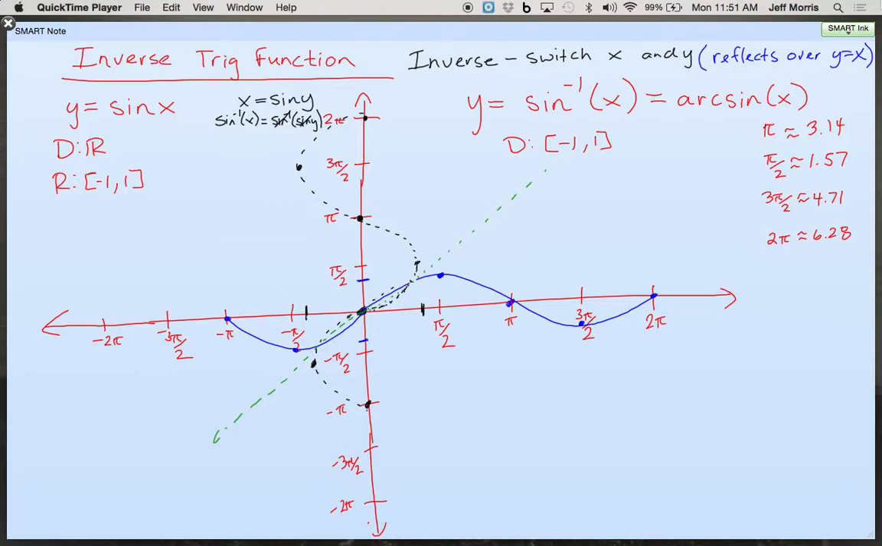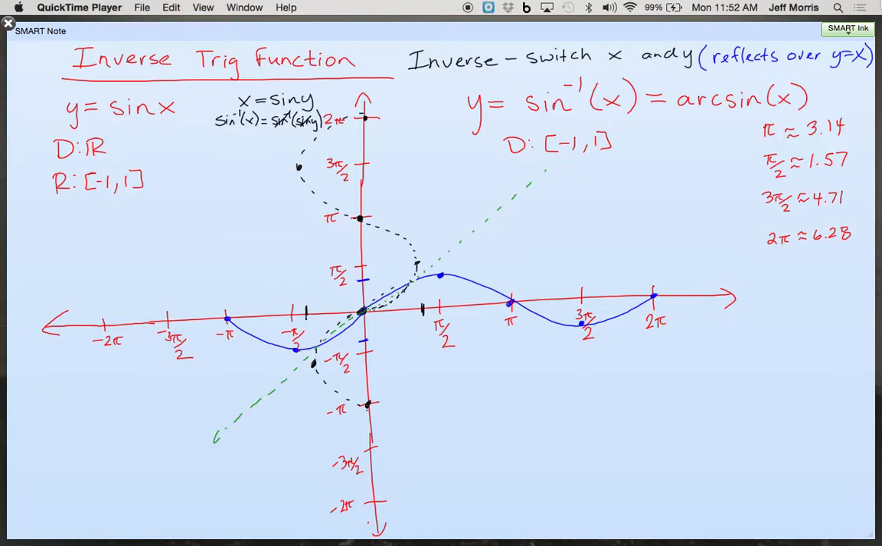So let's try 0. Do inverse sine of 0 real quick. What do you get? 0. You should get 0 because we know sine of 0 is 0. Do inverse sine of 1/2. What do you get? 0.5.